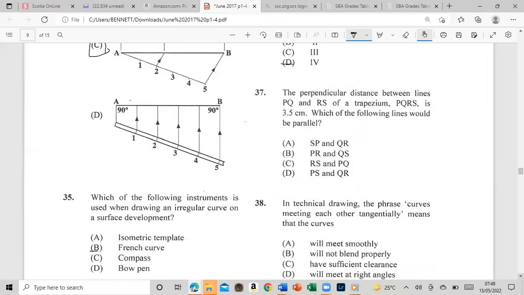The perpendicular distance between lines PQ and RS of a trapezium PQRS is 3.5 centimeters. Which of the following lines would be parallel? Is it SP and QS, PR and QS, RS and PQ, or PS and QR?